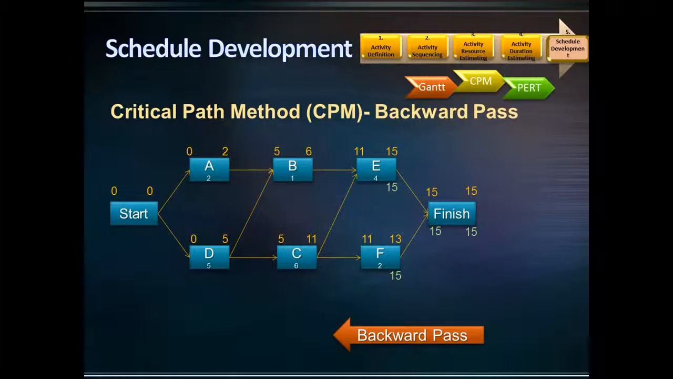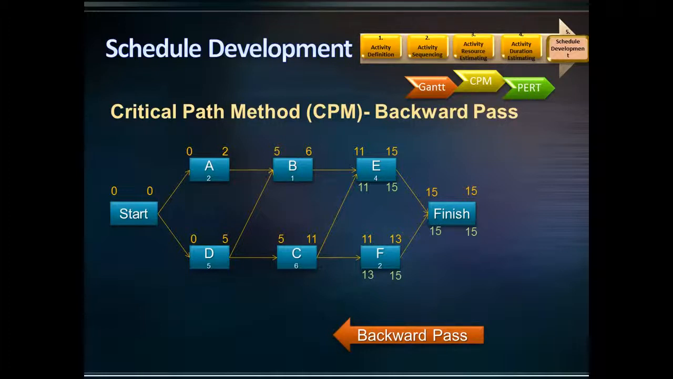How about the late start date for activities E and F? For E, it is 15 days minus the duration of the activity, which is 4. So, the late start for activity E is 11 days. Following the same calculation, the late start for activity F is 13 days.